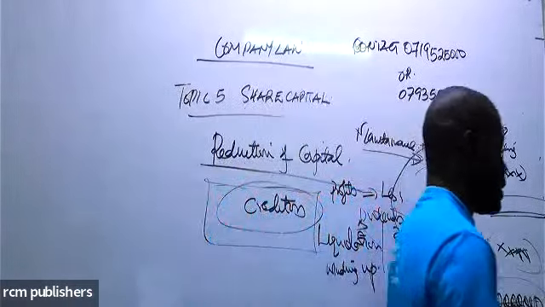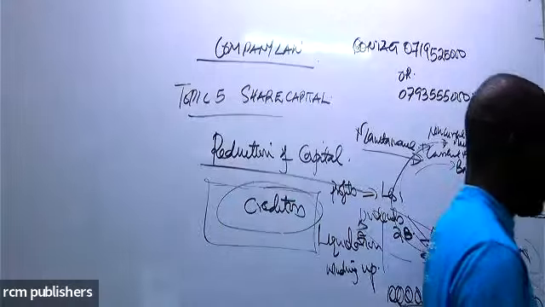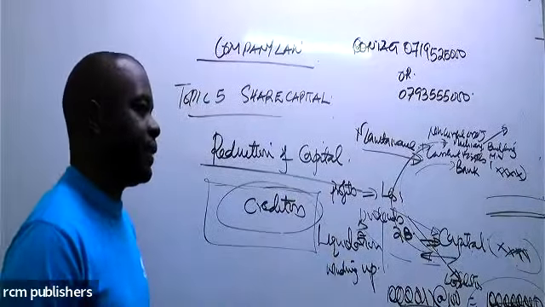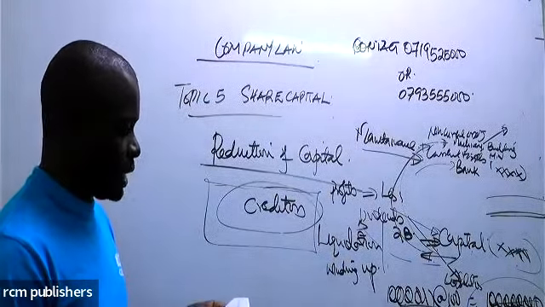If there's no realization of profits, it simply means that the shareholders in that particular year won't be allowed to get any form of dividends. They won't actually be allowed to get any form of dividends.